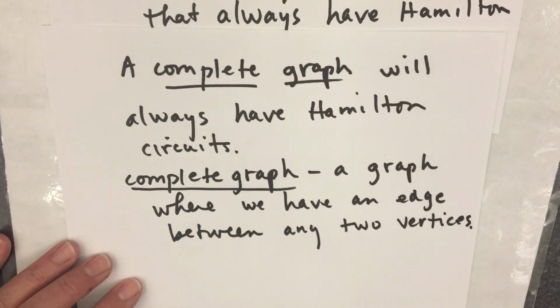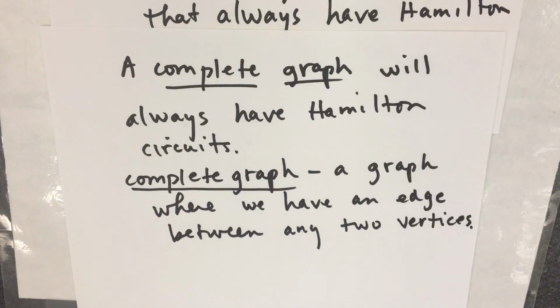So pretty much you can pick out two vertices anywhere on the graph, and there's an edge between them. If you think about airports, pick 5 airports, there's a direct flight between any two of the airports. No layovers.